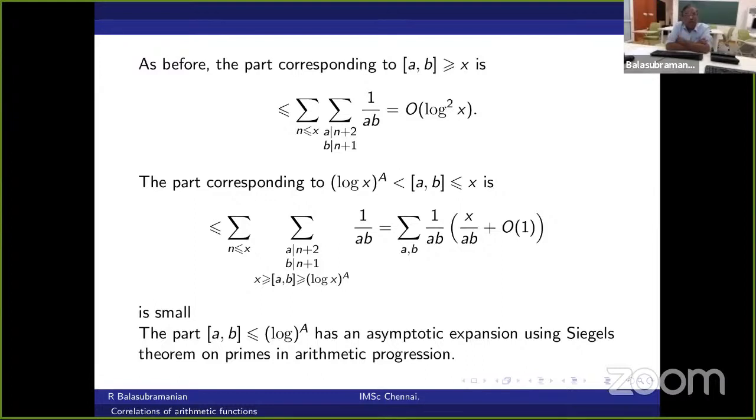Now the part AB less than or equal to log x power a, this part is easy, because then you can interchange the summation, and you end up with n congruent to minus 2 modulo a, and n congruent to minus 1 modulo b, which means that n is congruent to a certain number modulo ab. And now this ab, which I am now assuming to be less than a power of log x, then the theorem on primes in arithmetic progression would give you an asymptotic formula. And I use that asymptotic expansion, and then you will get, of course, a main term and an error term which is small. Therefore, this way you can actually save any power of log x in this.